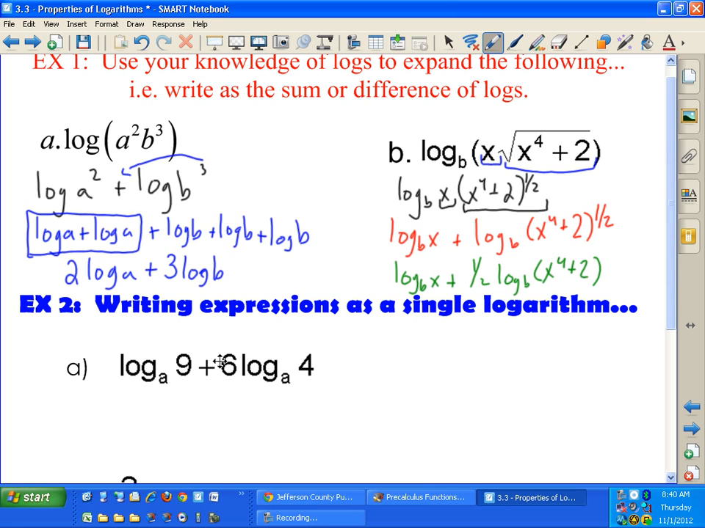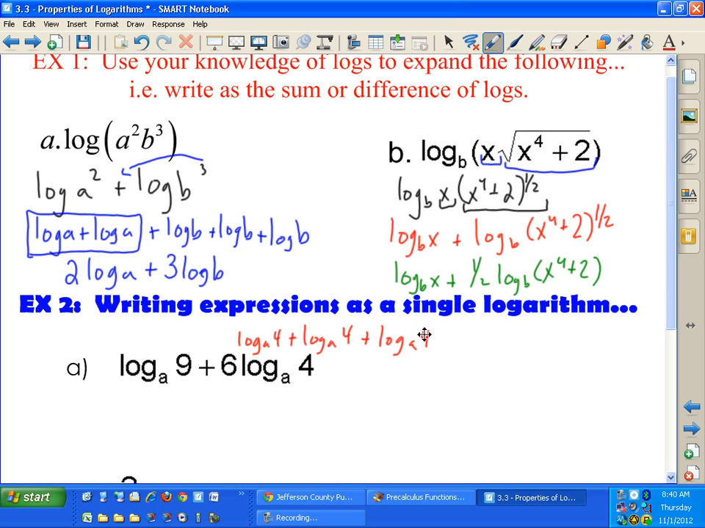I notice there's an addition, so that means that the 9 and the 4 would probably be multiplied together. Also, I see that there is 6, and this is just more of a thought than what actually is happening, is that this is log base a of 4 6 times. And I don't know if I'm going to write it 6 times, but that's what it's really saying. And since it's addition, those are being multiplied together.